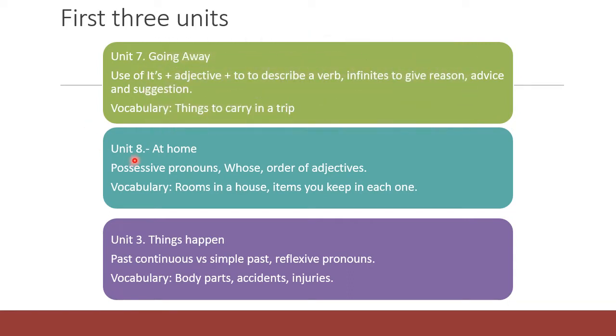Unit number 8, at home. Here we talk about the possessive pronouns, whose, and the order of adjectives. In vocabulary, you have to memorize the words about rooms in a house and the items you keep in each one.